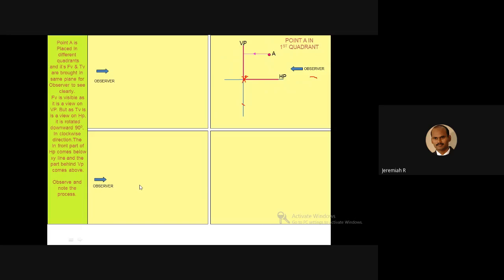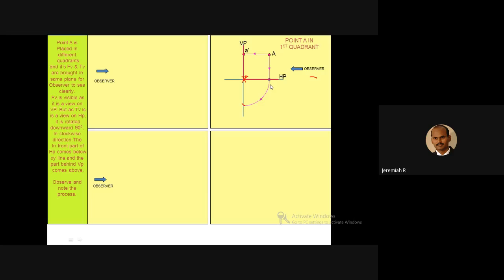What is the point you'll get? The front view is A dash. Seeing from the top, we'll get a point A. This is the above HP distance, and this is in front of VP. The above HP distance will come on the VP. The in front of VP distance will come here. That particular distance you have to use to locate the point. So the above HP distance will come here, and the in front of VP distance will come here.